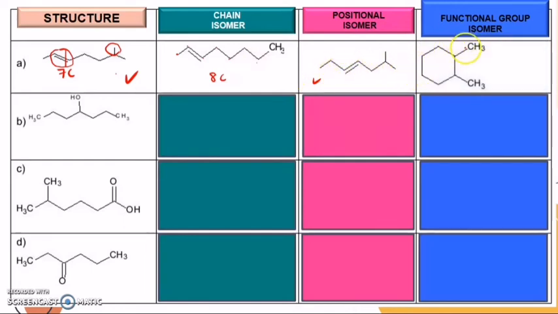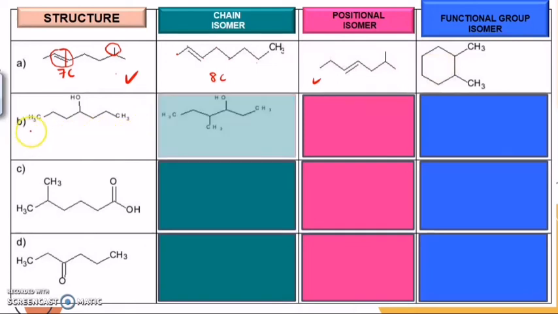And the last one is a functional group isomer. So the alkene compound's pair is a cycloalkane with the same number of carbons. So I have this structure, a cycloalkane, also with 8 carbons, and these two structures are classified as functional group isomers.